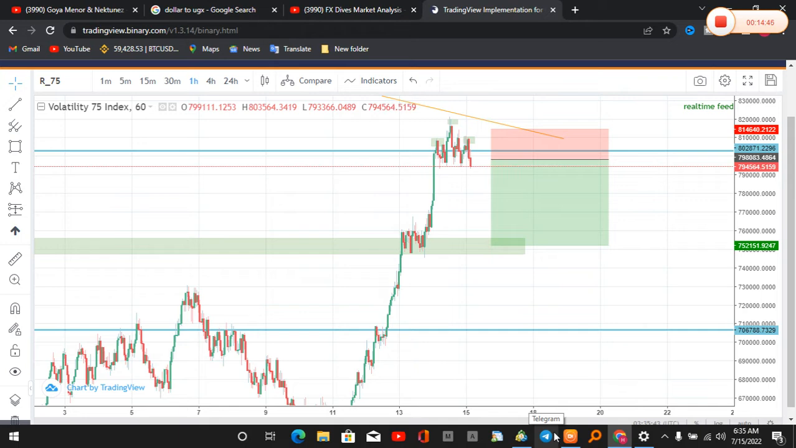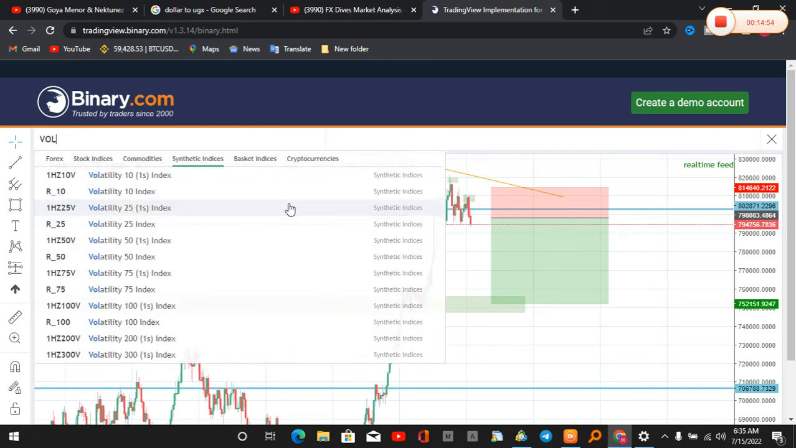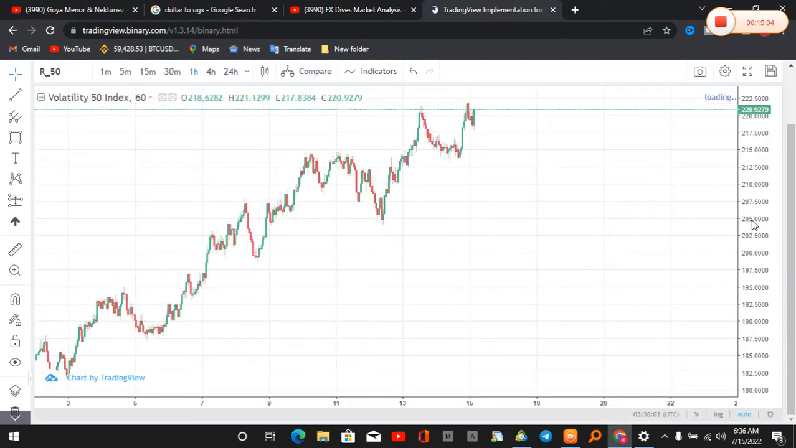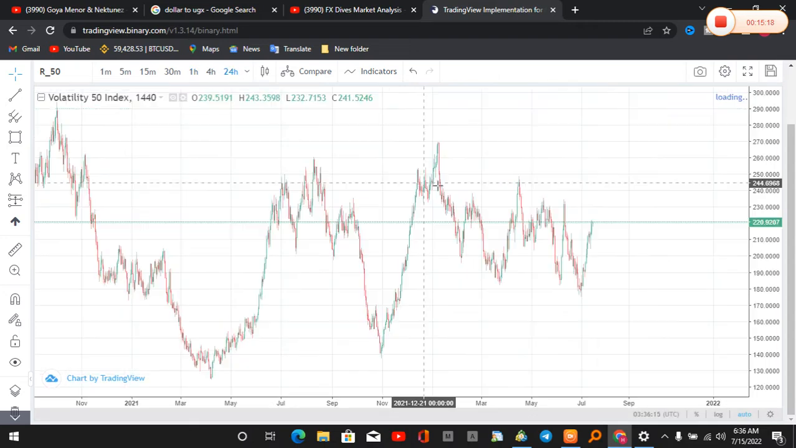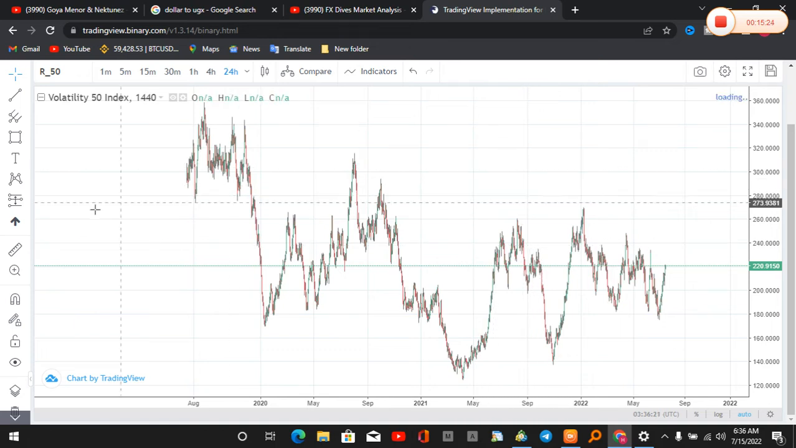Okay, now the second pair I think we're going to be analyzing is the Volatility 50 Index. Remember, all these are indices like I've told you. So we're going to be analyzing one at a time. So let's move to our high time frame. Like we said, we start from our high time frame, jumping to the lower time frame.